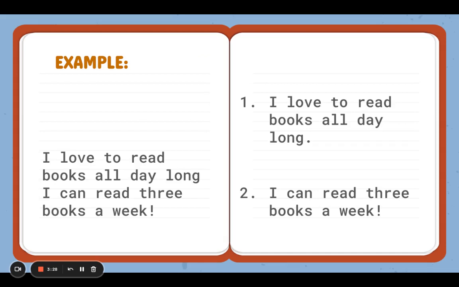So let's look at some examples right now. I love reading books all day long. I read at least 3 books a week. As you can tell, that was a really long sentence and it was just a mouthful. So this sentence can be split up into two sentences because there's two independent clauses, which are I love to read books all day and I can read 3 books a week.